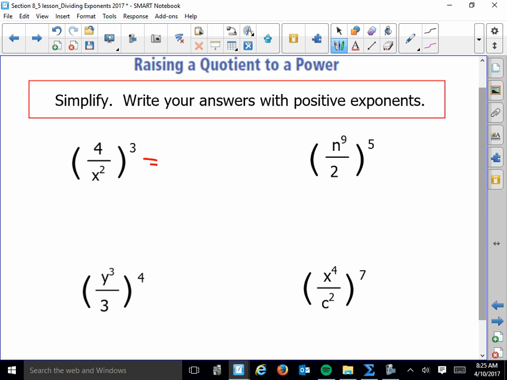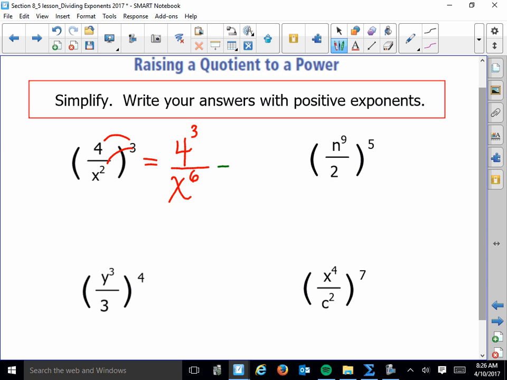All right, this first example, I am going to apply the exponent to both the numerator and the denominator. So that will give me 4 to the 3rd divided by. Now, I know that I have another property that tells me that if I have a power and I raise it to another power, I must multiply the exponent. So when I raise x squared to the 3rd power, it expands or simplifies to x to the 6th.